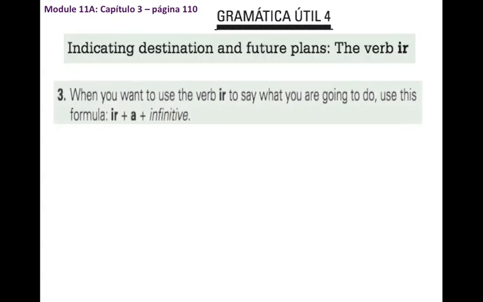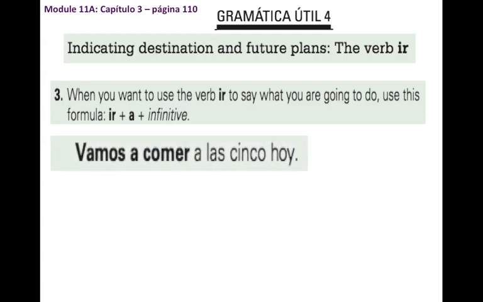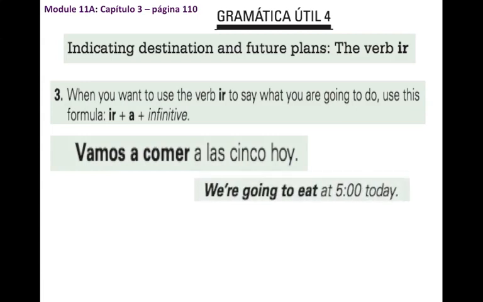Moving on, let's look at the other way that ir is used, indicating future plans. When you want to use the verb ir to say what you are going to do, you use ir plus a plus an infinitive. And we saw this before with necesitar, dejar de, etc. So let's look. Repitan, vamos a comer a las 5 hoy. Vamos a comer a las 5 hoy. Notice the verb ir is conjugated, followed by a, and then the second activity in the infinitive non-conjugated form.